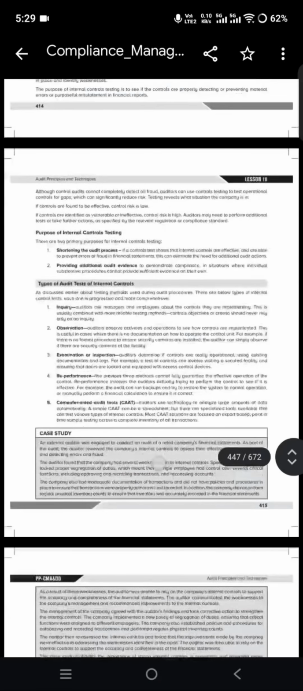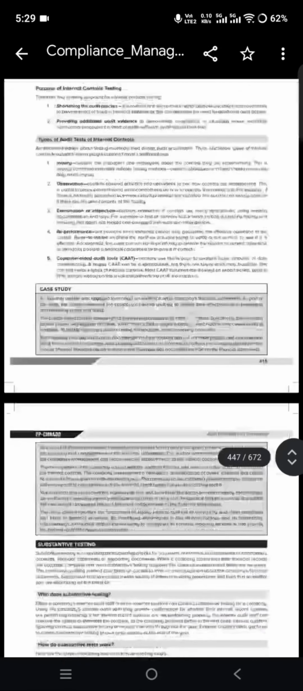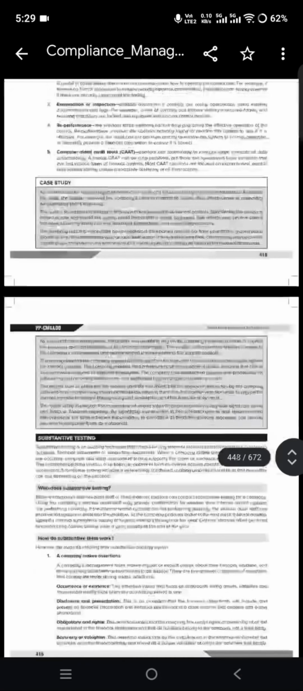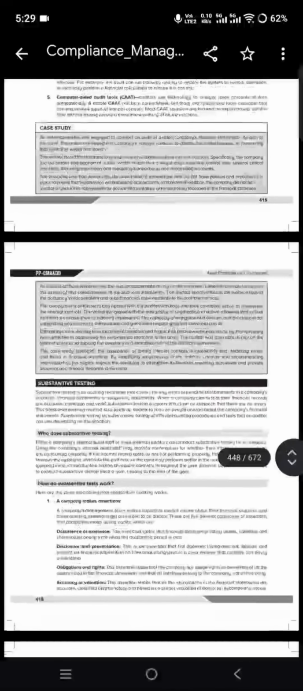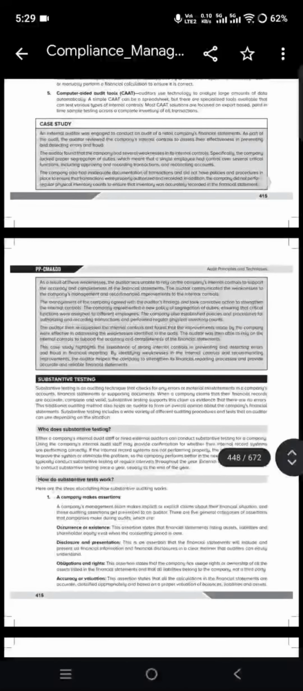How do substantive tests work? Or the question may turn up as steps elucidating how a substantive audit works. In both ways, the question may turn up: how does substantive testing work? Steps elucidating how a substantive audit works. So the answer is, a company makes an assertion.